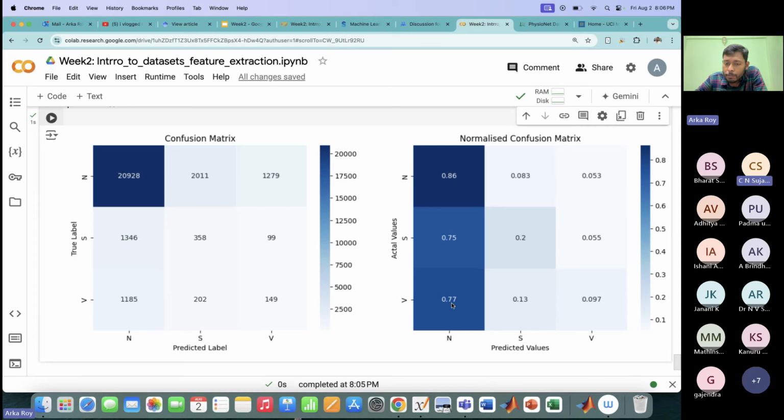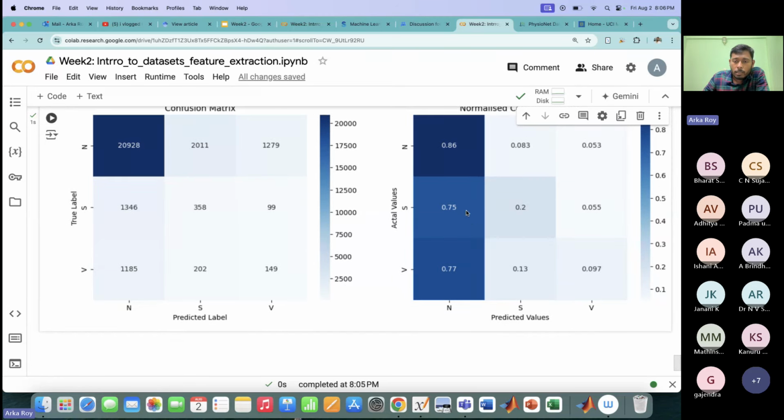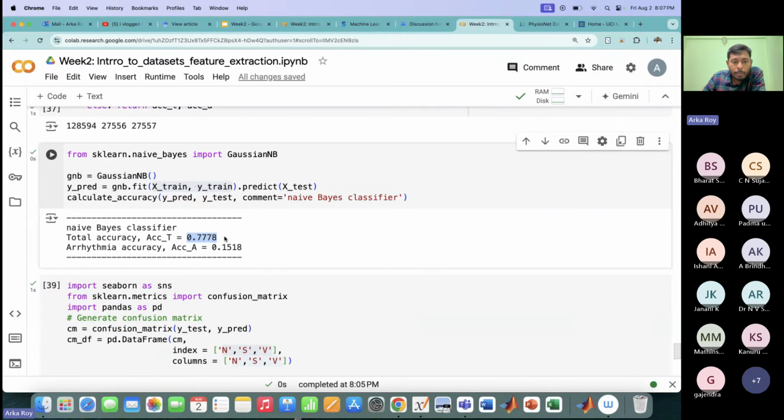False positives. Yes, this is called false positive. So you can see that if you try to calculate the classification accuracy roughly, you can take the average of these three: 0.86, 0.2 and 0.097. If you take the average of these three, you are getting around 78% or something.